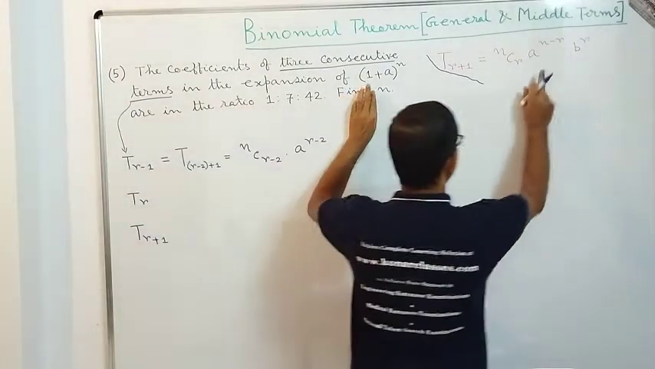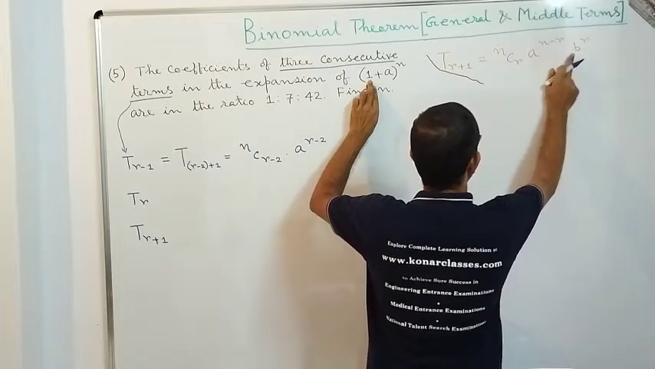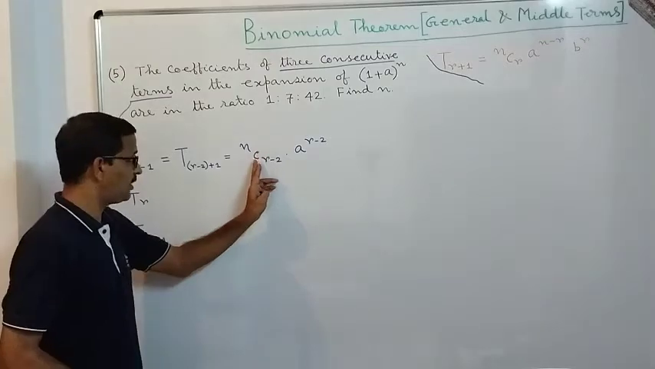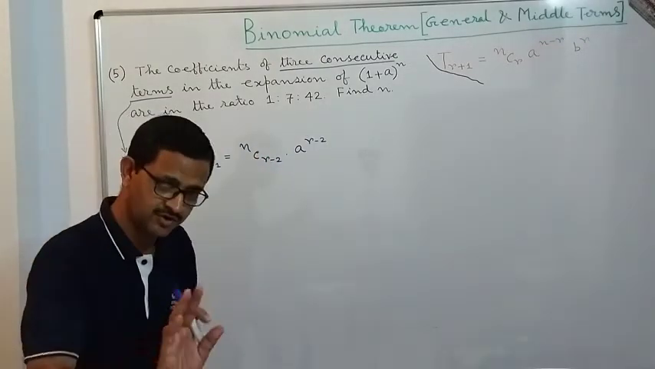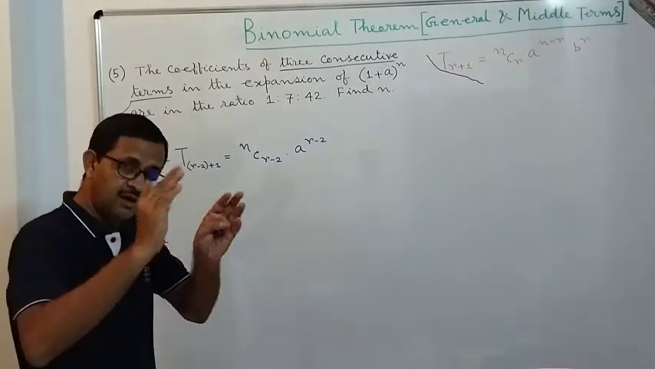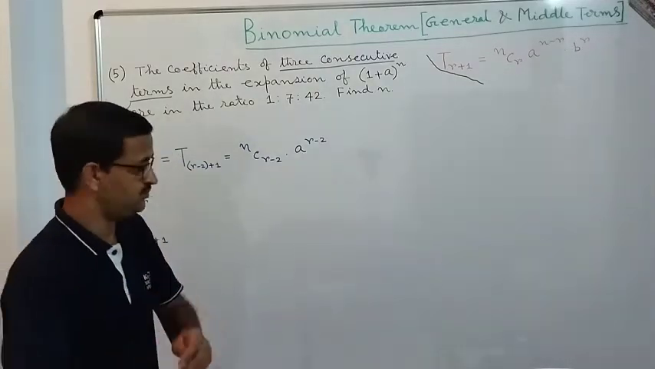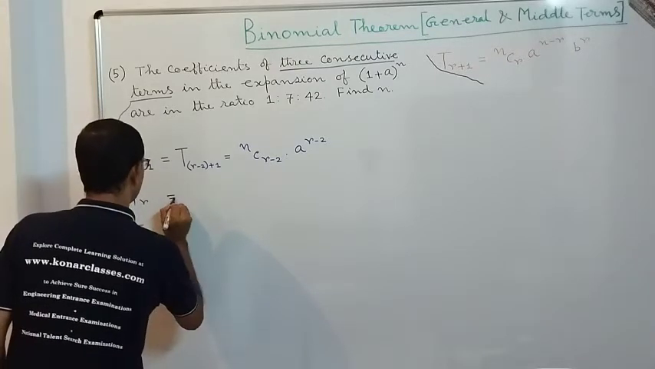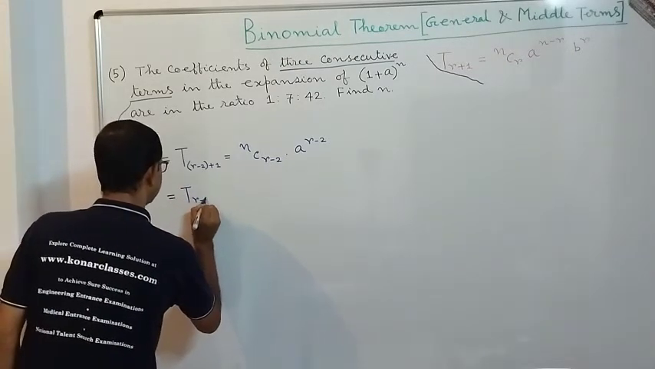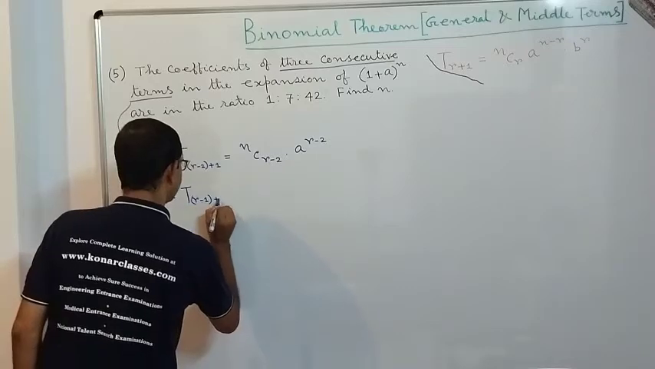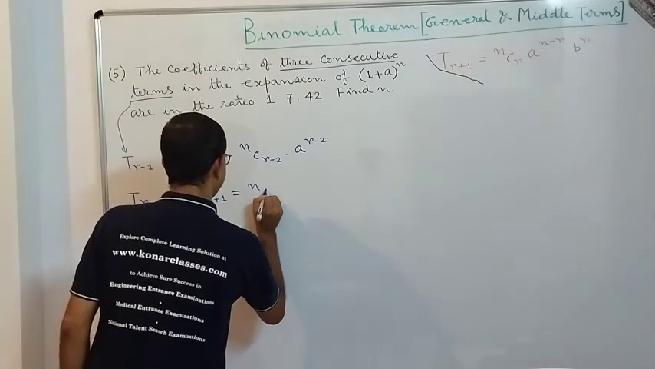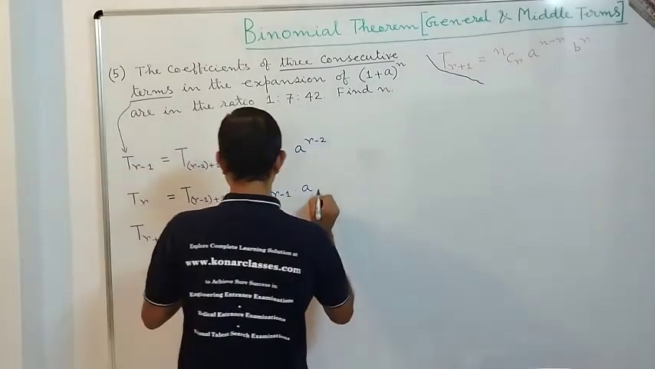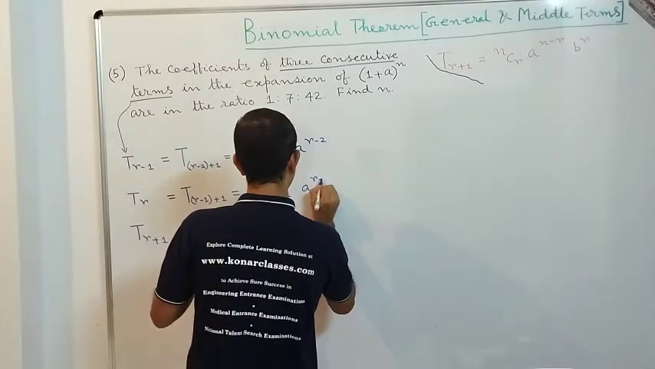So here we get the value of a as 1 and the value of b as a. Now 1 to the power anything is 1, that's why I am not writing 1 to the power n minus r minus 2, that means n minus r plus 2. So now the t_r, dear students, what can we write? We can write t_r is equal to t_(r-1)+1, that is equal to nC(r-1) into a to the power r minus 1.